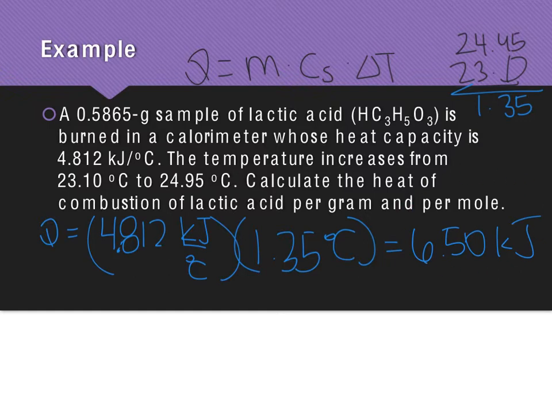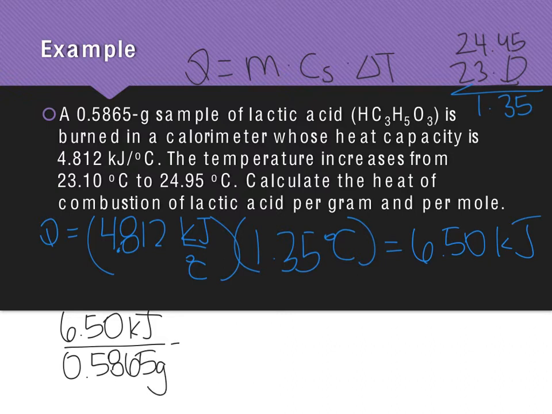Now we've got to figure out how much of that heat came per gram and how much of that heat came per mole. So first off, per gram is just going to be 6.50 kilojoules per 0.5865 grams. When you multiply that out, you get 1.08 kilojoules per gram.